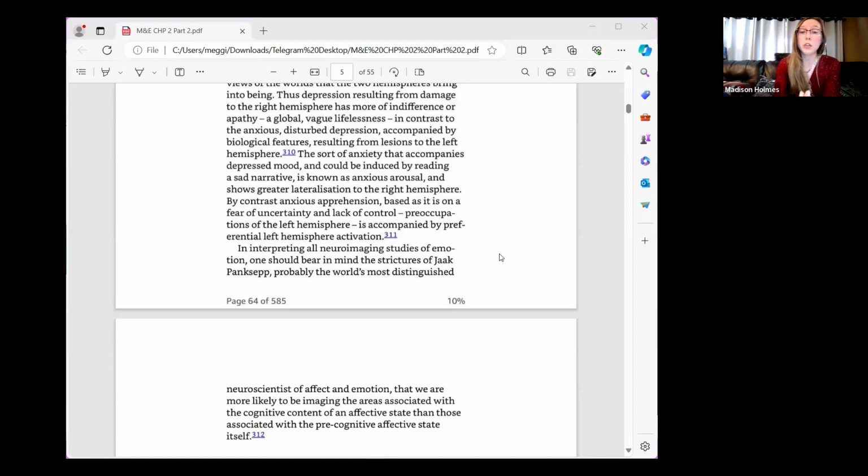In interpreting all neuroimaging studies of emotion, one should bear in mind the strictures of Jack Panksepp, probably the world's most distinguished neuroscientist of affect and emotion, that we are more likely to be imaging the areas associated with the cognitive content of an affective state than those associated with the precognitive affective state itself.